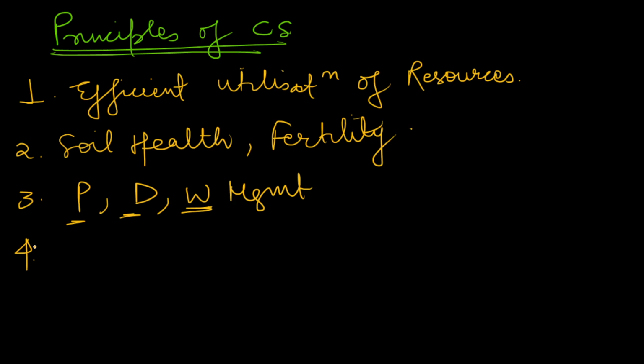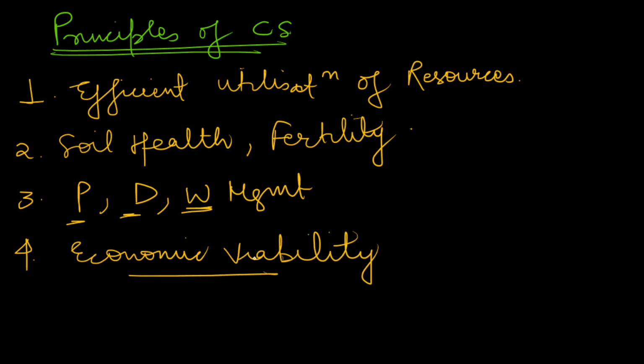Next, you can also mention here about a principle of economic viability. Economic viability, that is, our cropping system is profitable for us. Okay, it gives a certain amount of good value for the production we did. Next, risk minimization should be a principle.